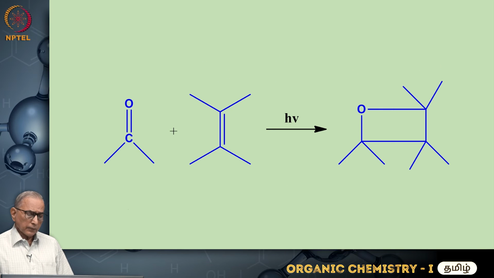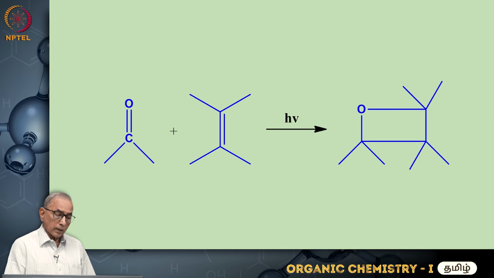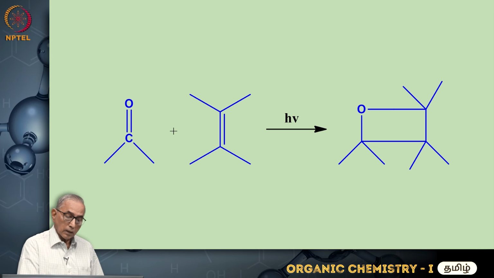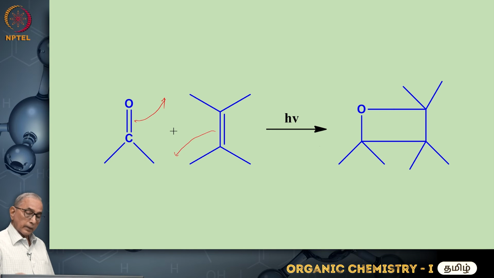There is another type of reaction. This is usually done with S into sigma star. So, from the singlet you have this ketone, there is a double bond, it undergoes something like a rearrangement, not a rearrangement, cycloaddition. This bond goes there, this bond goes there. You have a 4-membered ring with oxygen present in it.